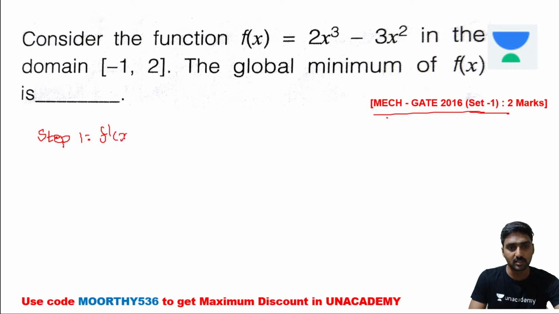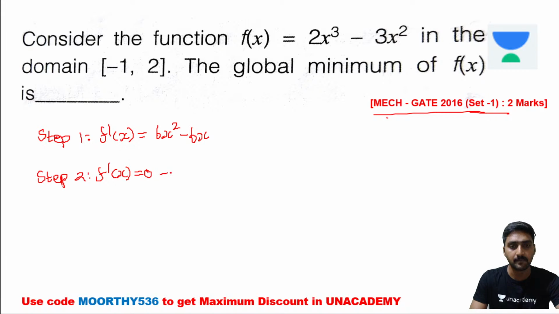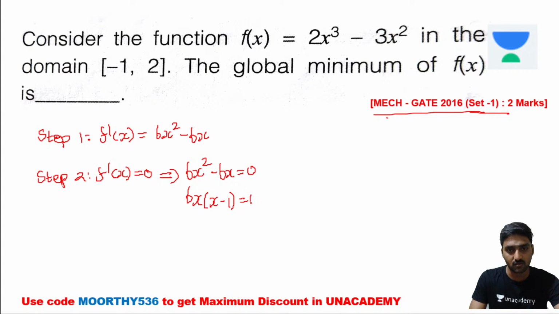First derivative of the function, f dash of x, is equal to 6x square minus 6x. Step 2, we need to identify the critical numbers. In step 2, the first derivative is equated to 0 to identify the critical numbers. Now 6x square minus 6x is equal to 0. We can take 6x outside. Now x minus 1 is equal to 0. So x1 is equal to 0, x2 is equal to 1. These are the two critical numbers.